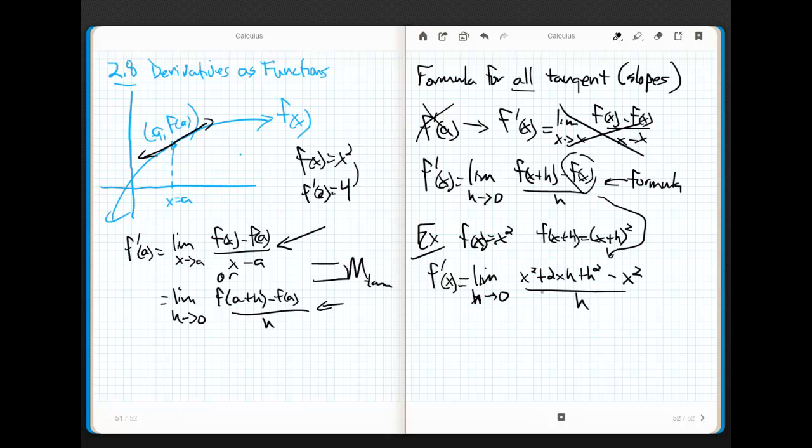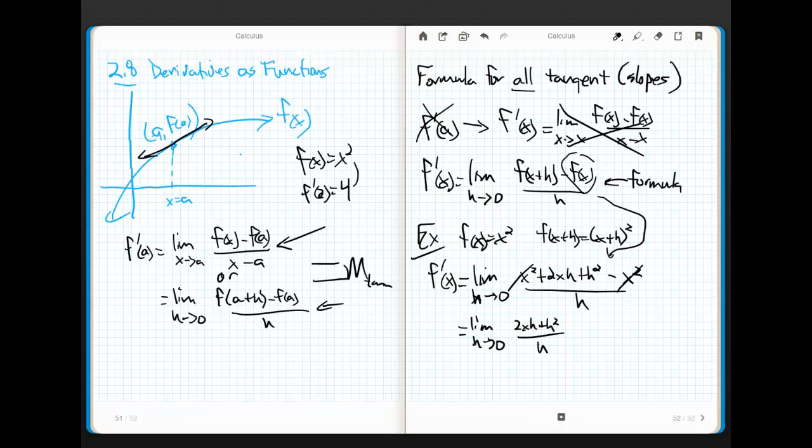Now, if you look close right here, look at what's going on. I got an x squared that goes away. I got an x squared that goes away. So now I've got the limit as h goes to 0 of 2xh plus h squared all over h. If I plug h equals 0 into this, remember, plug it in, I get 0 over 0.